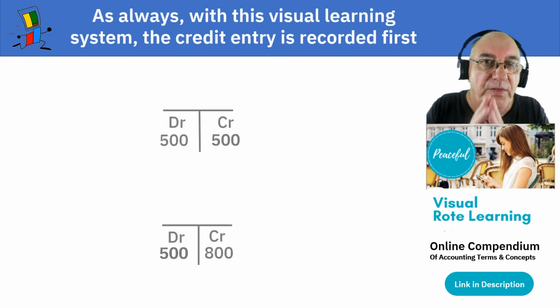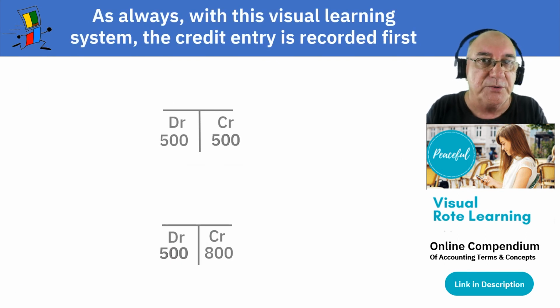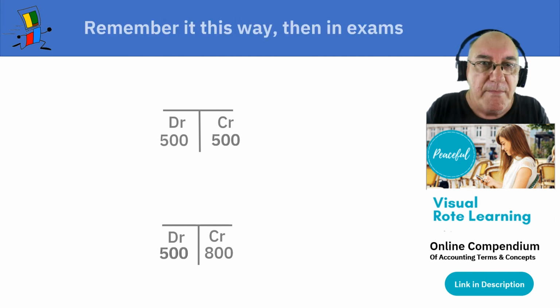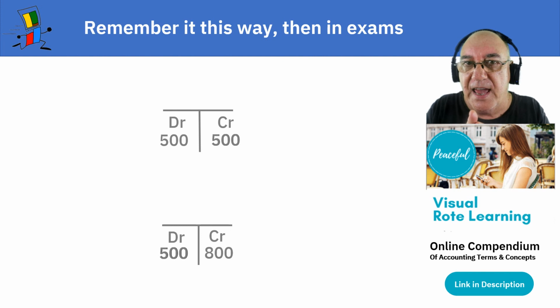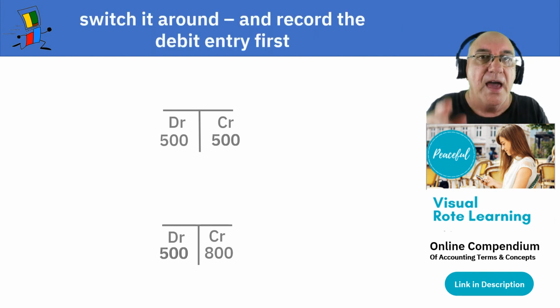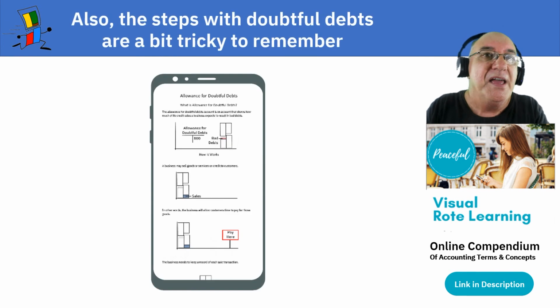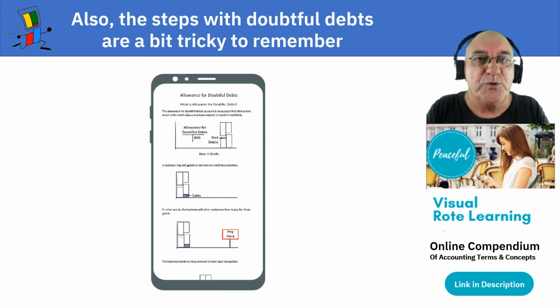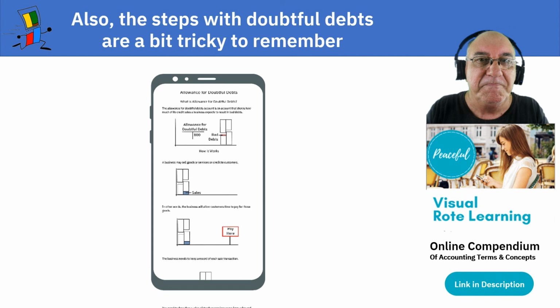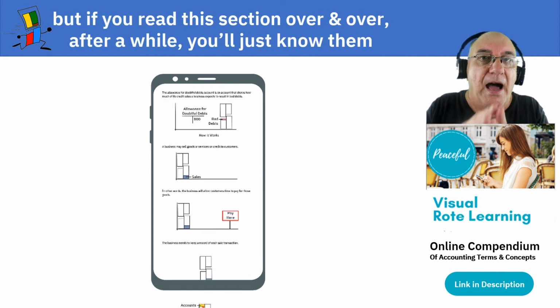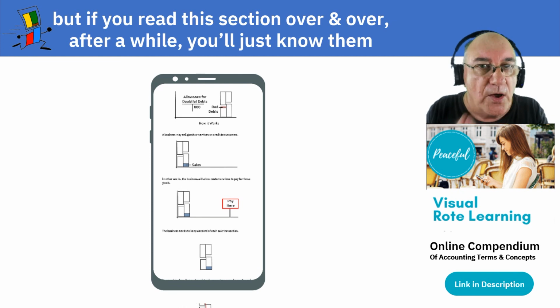As always, with this visual system, the credit entry is recorded first, then the debit entry. Remember it this way, then in exams, switch it around and record the debit entry first. Also, the steps involved with doubtful debts are a bit tricky to remember. But if you read this section over and over, after a while you'll just know them.